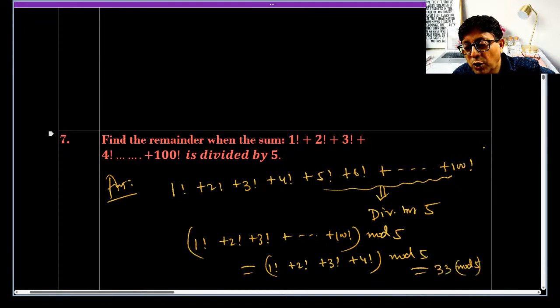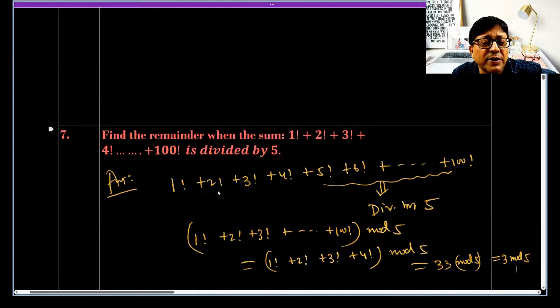33 mod 5 is what? 3. So the remainder when you divide by 5 is equal to 3. Clear? This we need not use Fermat's theorem.